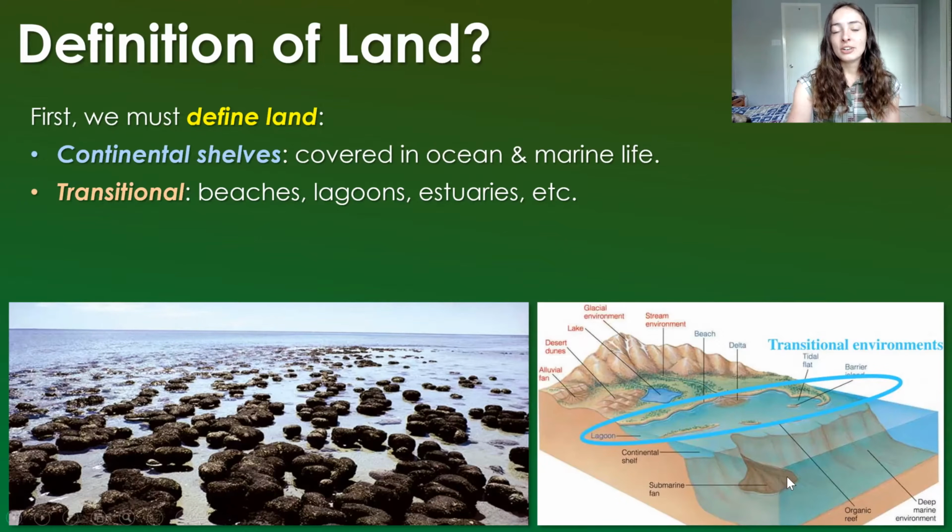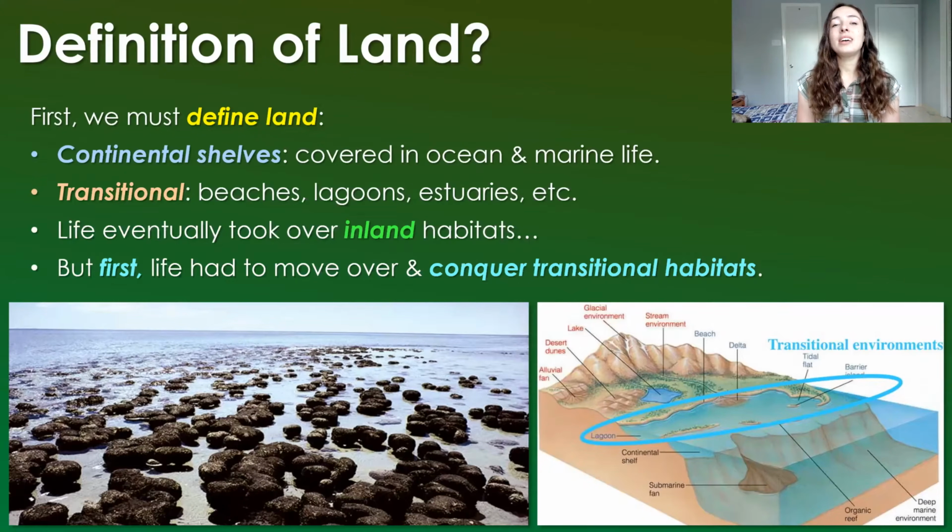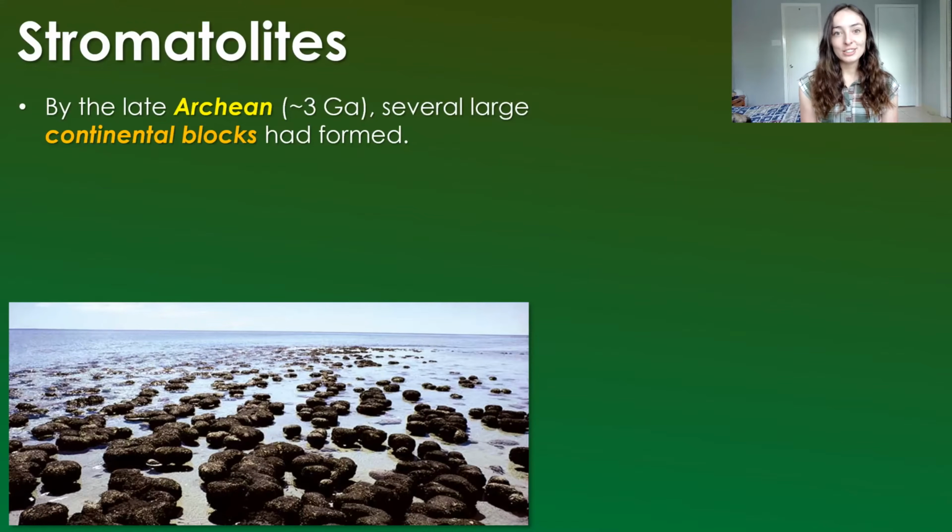You can see an image down here to the bottom right of a figure pointing out where these transitional environments are. And before life could take over terrestrial environments that were further inland, it did have to conquer these transitional habitats. And that is why we'll be talking about stromatolites first.